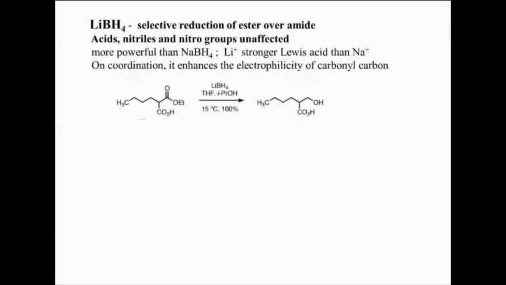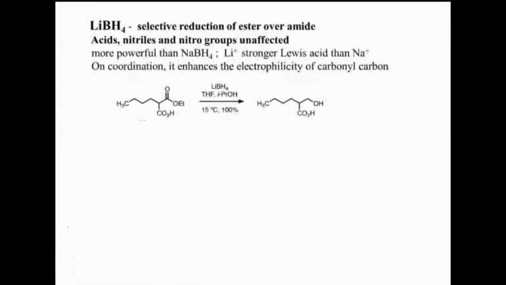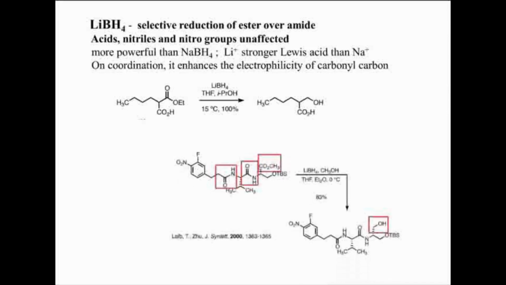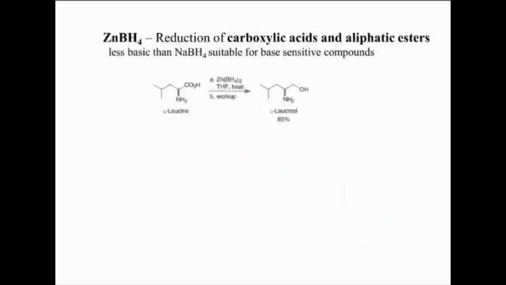In this compound, you have both carboxylic acid as well as ester. The ester is reduced to alcohol, whereas the carboxylic acid remains undisturbed. This is another example where you have amide and ester. Only the ester is getting reduced, other groups are undisturbed. The next example is zinc borohydride.